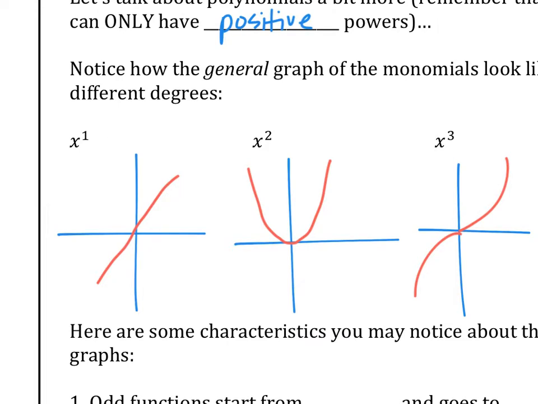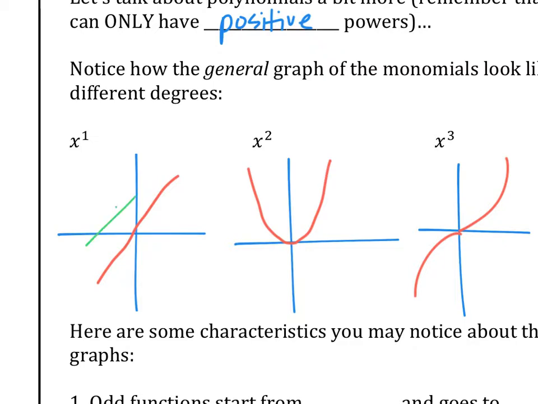So x to the first will only have one turn, straight. X to the second will usually have two turns, 1, 2. X to the third, this is a very simple one, but if we add more terms, it will have more turns. It goes 1, 2, 3. And then x to the fourth, we can predict it's going to go 1, 2, 3, 4. So it always goes with the actual exponent. That's why we can predict how things will look like.